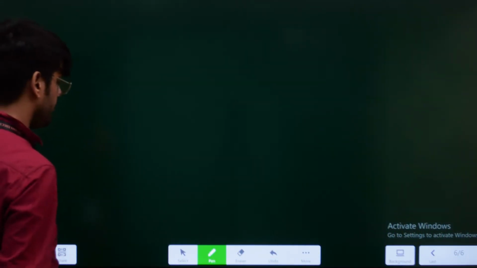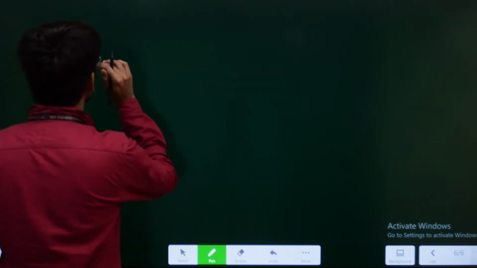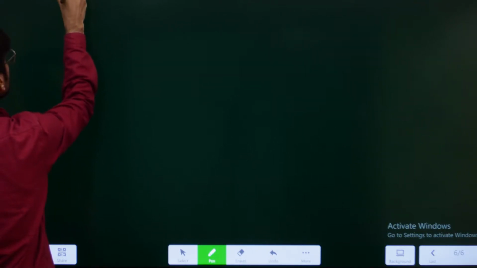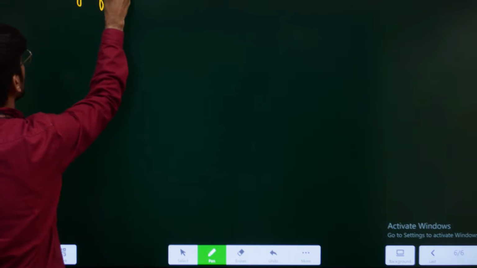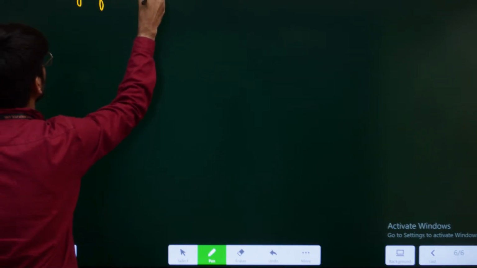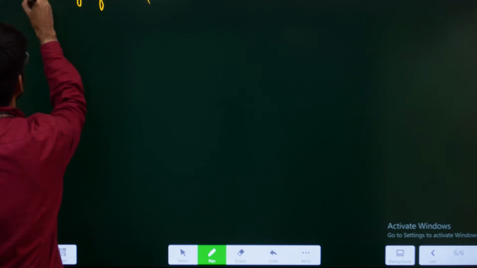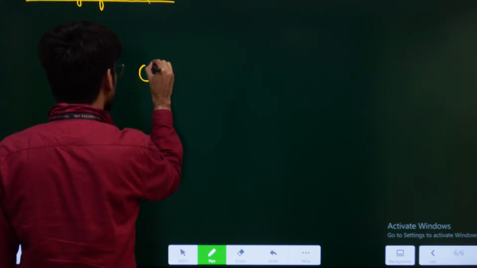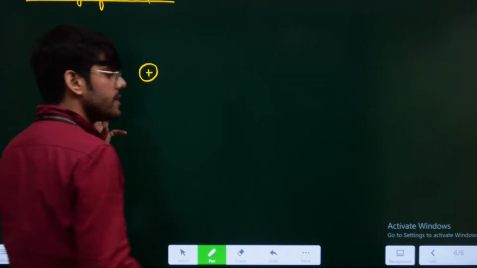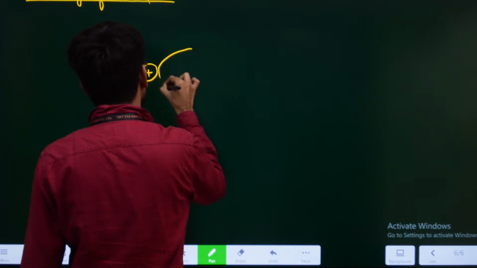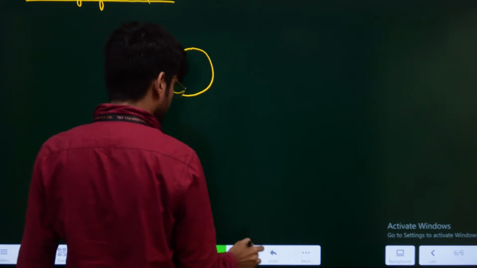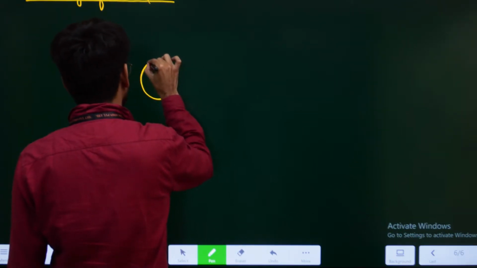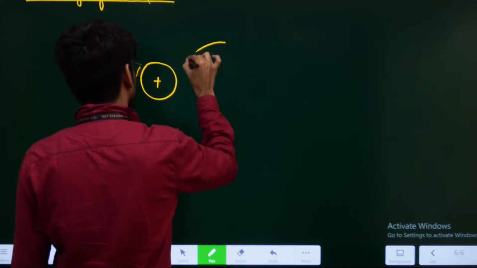Now I want to tell you something. We have seen the chemistry of covalent bond; now we are doing the chemistry of ionic bond. I am considering an ionic bond, and suppose this is my cation, which is usually smaller in size as compared to the anion, and this is my anion. Let me draw it.